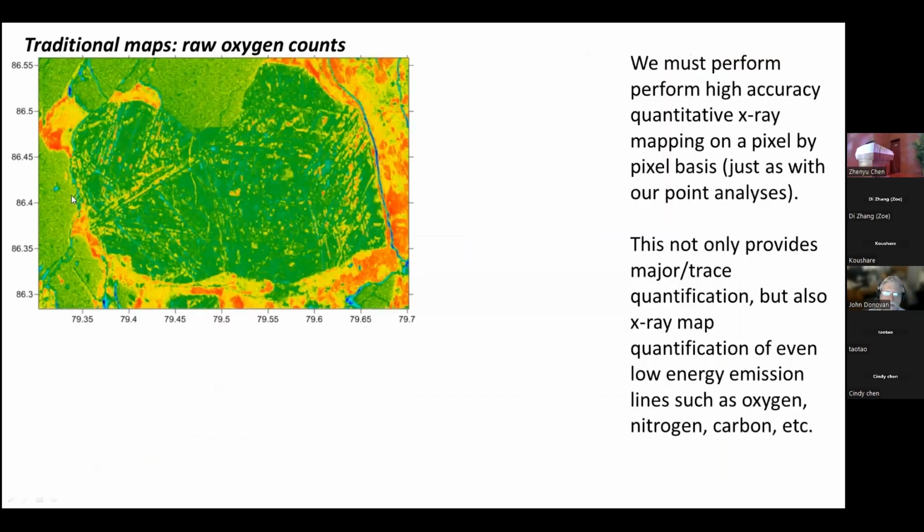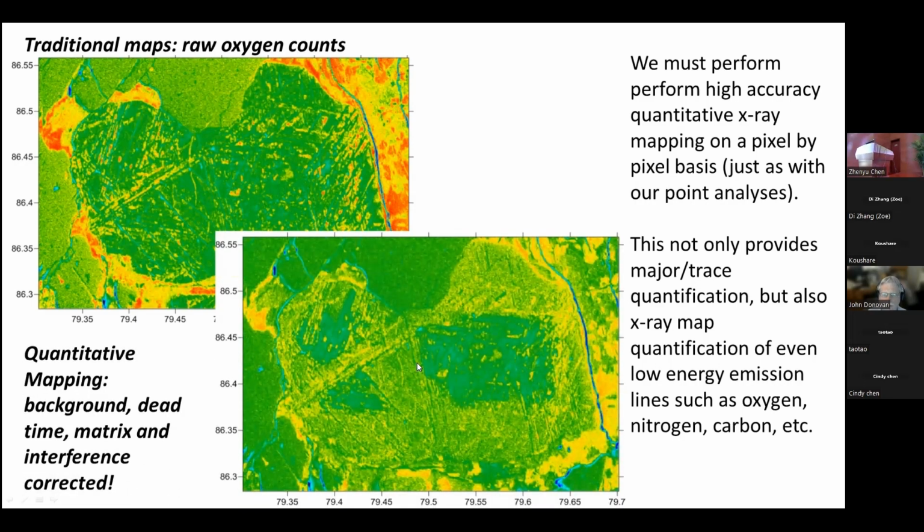So here's an example. Here's a map of oxygen in an iron titanium oxide. If you look at this map for oxygen, you would say, oh, look, high intensities out here. There must be a whole lot of oxygen in this red region out here and low oxygen here. Well, what if we quantify this map? Now we see a completely different story. This is a completely different interpretation of the material. This map is background corrected, dead time corrected, matrix corrected, and interference corrected. Quite important for oxygen.